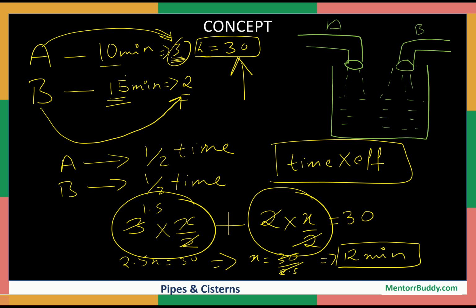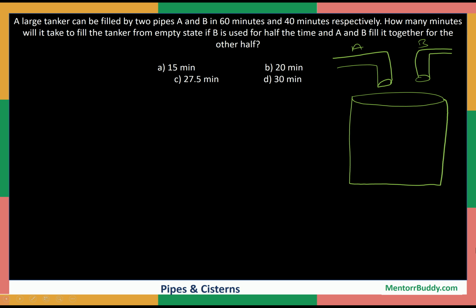Our question says that a larger tank can be filled by two pipes A and B together in 60 minutes and 40 minutes respectively. How many minutes will it take to fill the tank from empty state if B is used for half the time, and A and B together fill it for the other half, right?